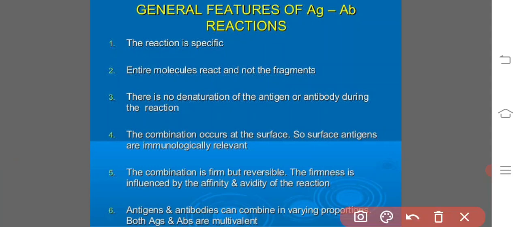Let us see some features of the antigen antibody reactions. The reaction is specific. Entire molecules react and not the fragments. There is no denaturation of the antigen or antibody during this reaction. The combination occurs at the surface, so surface antigens are immunologically relevant. The combination is firm but reversible. The firmness is influenced by the affinity and avidity of the reaction. Antigens and antibodies can combine in varying proportions. Both antigens and antibodies are multivalent.